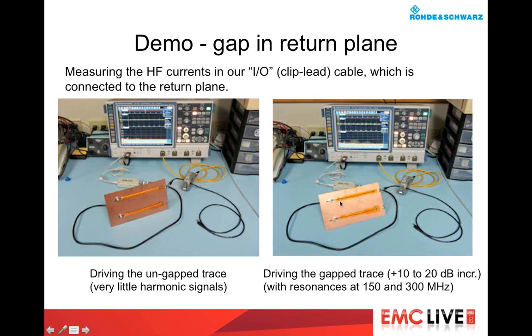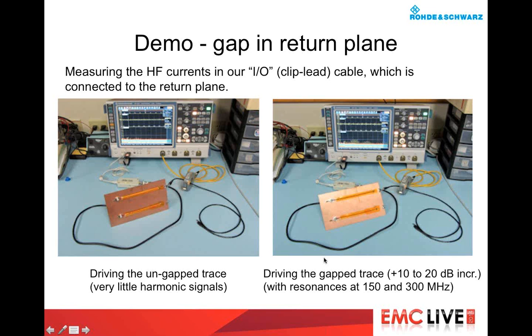Now, in the right-hand picture, we're driving the trace over the slot, and you can see right here we're measuring some harmonics that are resonant around 150 megahertz here and 300 megahertz here. This is the properties of the cable. This is the cable resonance occurring, but these harmonics have jumped up 10 to 20 dB, and so this is the issue, running traces over gaps.